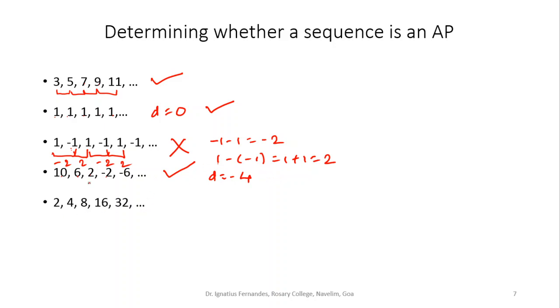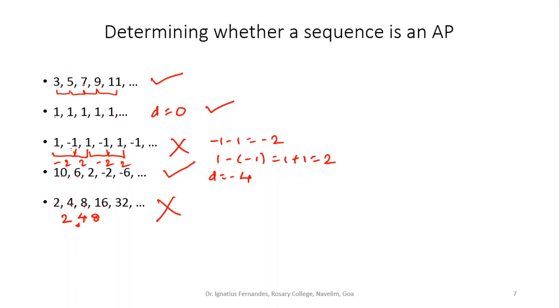Is this an arithmetic progression? 4 minus 2 is 2. 8 minus 4 is 4. 16 minus 8 is 8. And so on. So here the difference is not remaining the same. The difference between the first two consecutive terms is 2, between the second two consecutive terms is 4, and so on. So the difference is not remaining the same, so this is not an arithmetic progression. That is how you will determine whether a sequence of numbers is an arithmetic progression or not.